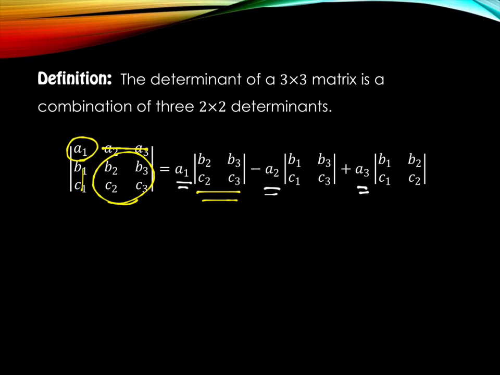Then we move on to A2. If we're doing A2, we zero out the row and the column it's on, and it leaves us 4 other pieces. Those are the 4 pieces that go in the determinant next to it. So we have B1 and B3, C1 and C3.